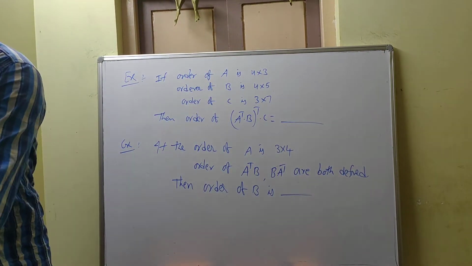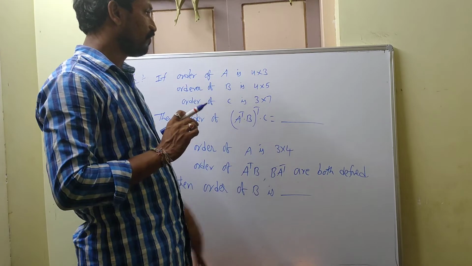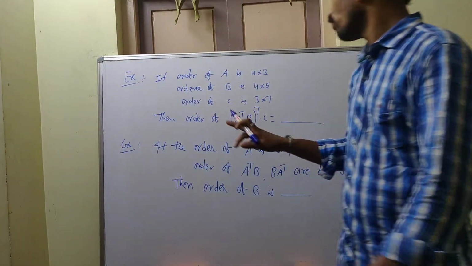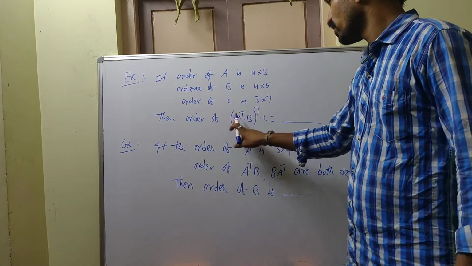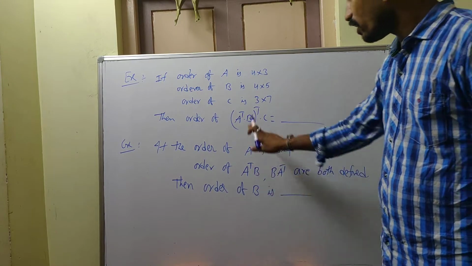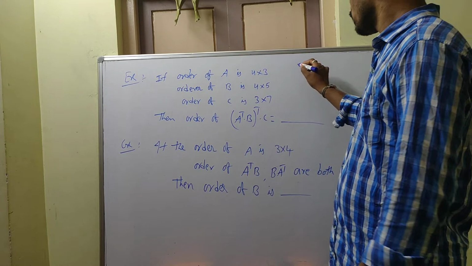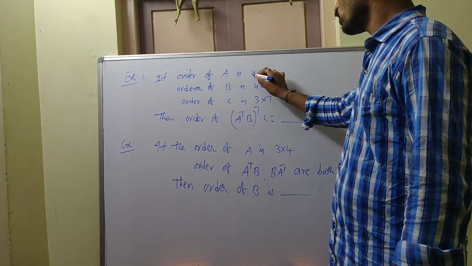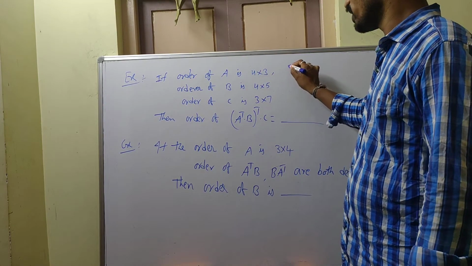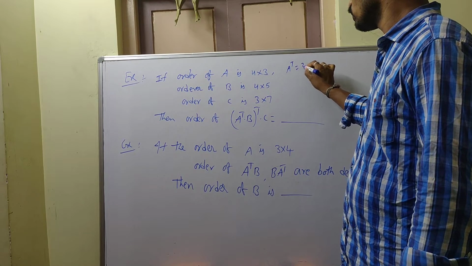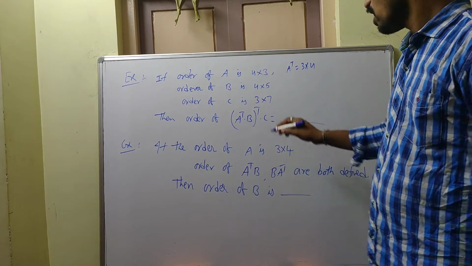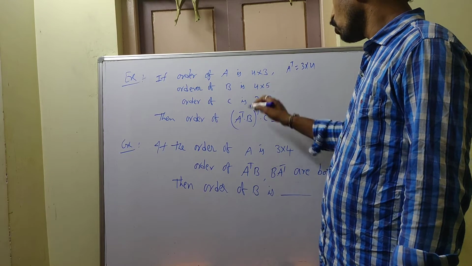See here. Order of A is 4 by 3, order of B is 4 by 5, order of C is 3 by 7. Then what is he asking? A transpose into B whole transpose into C. See first here A transpose. Here order of A is 4 by 3. Then what is order of A transpose? 3 by 4. Reverse. Order of B is 4 by 5.